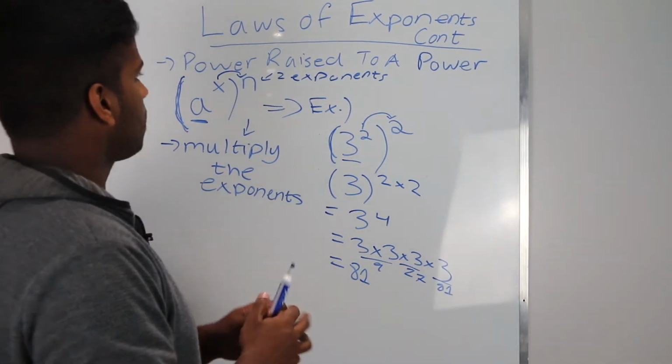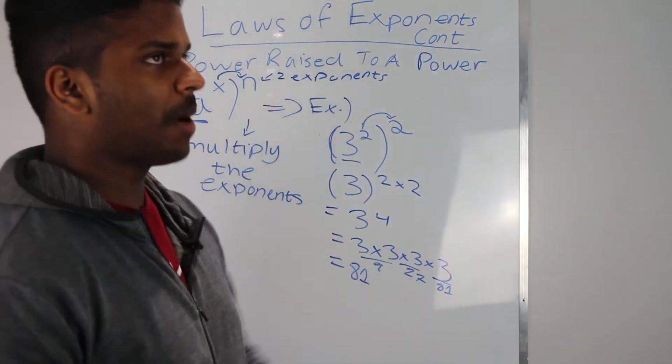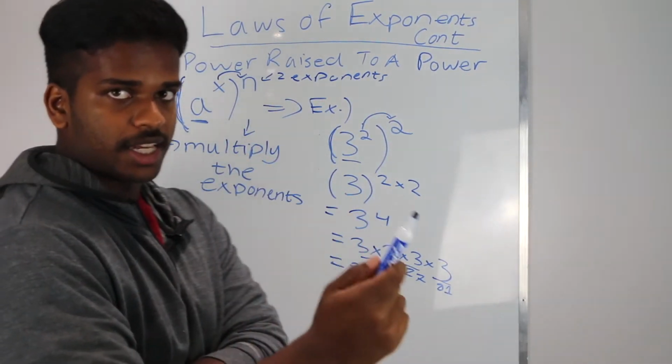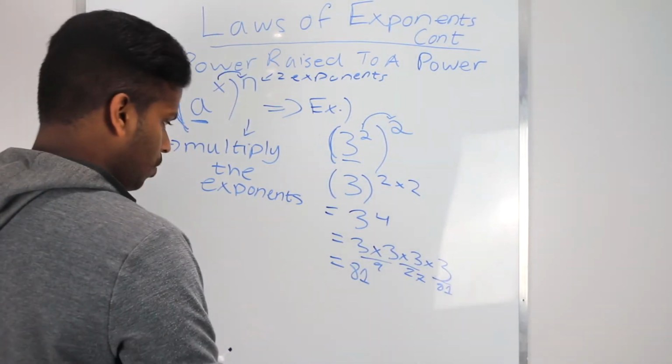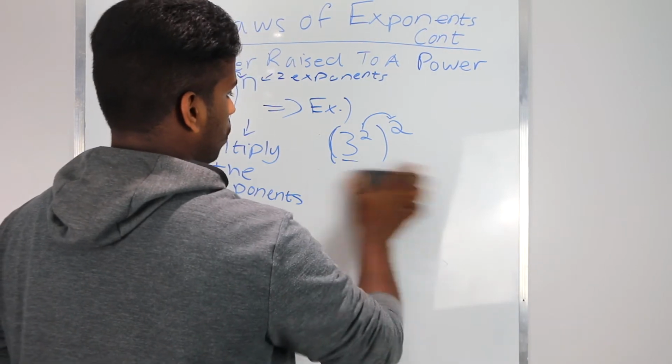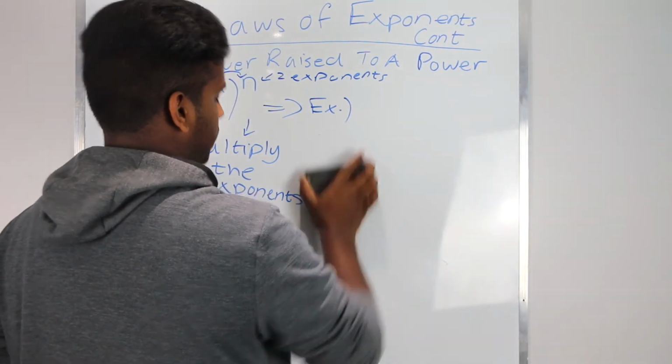So basically, when a power is being raised to a power, like this particular example, we multiply the exponents. Okay, so let me show you a few more examples, and then we'll move on to the next laws of exponents.